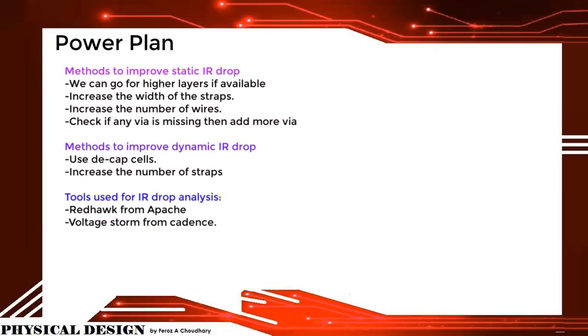Here are the methods to improve the static and dynamic IR drop. First we'll look into static IR drop. We can go for higher layers if available, increase the width of the straps, increase the number of wires, and check if any via is missing, then add more vias. To improve dynamic IR drop, use decap cells and increase the number of straps. The tools which we use for IR drop analysis are RedHawk from Apache and Voltus from Cadence.